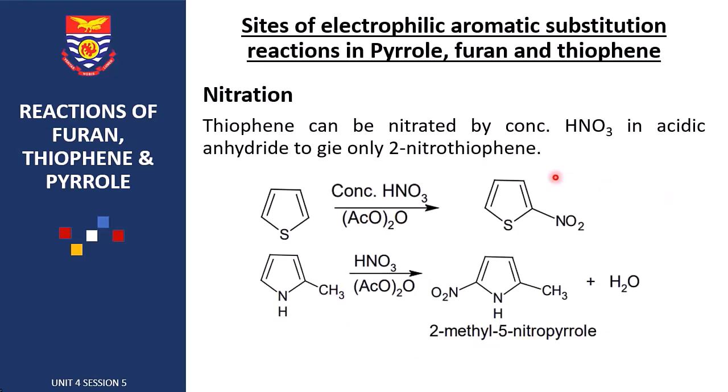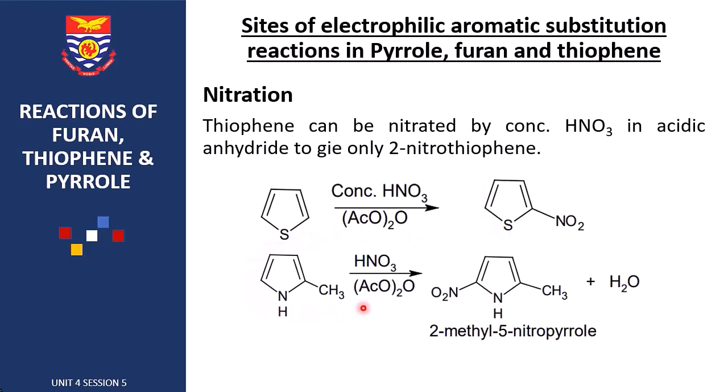Now, the nitration of thiophene can also be done with concentrated sulfuric acid in acetic anhydride, right? And in this reaction, only one product is formed. The 2-nitrothiophene is formed. So the nitro group attacks the carbon number 2 in the heterocyclic ring.